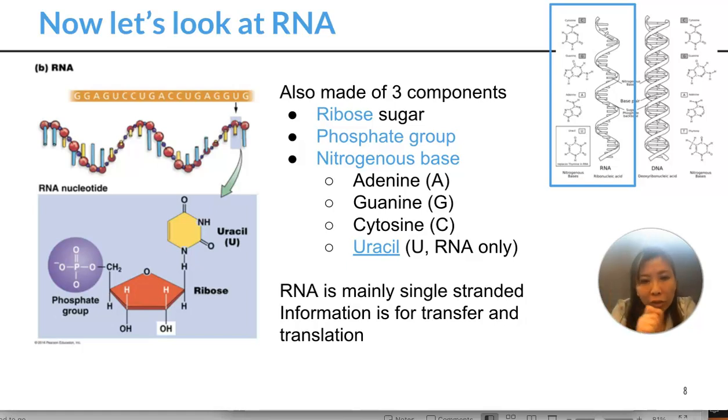So we're going to look at RNA next. RNA is really similar to DNA with a few differences. One, it's a different sugar. It's a ribose sugar. What is the difference between ribose and deoxyribose? Deoxy means that you're removing the oxygen.